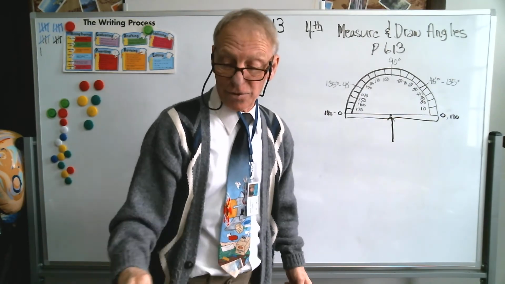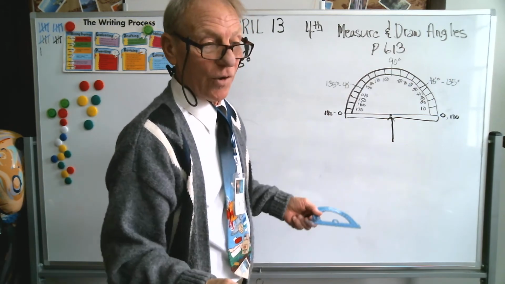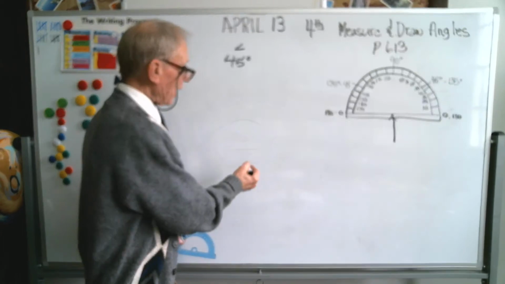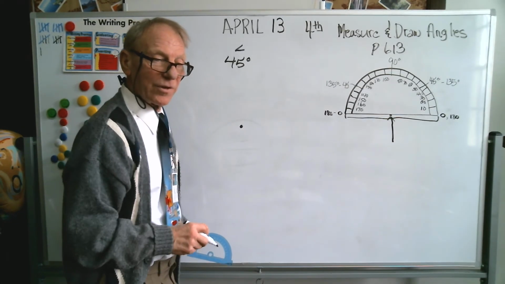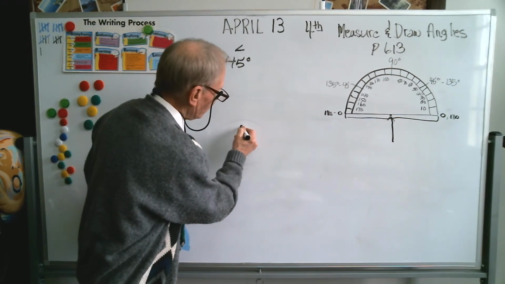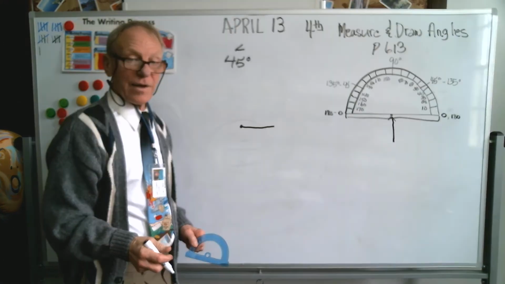Now, all you have is your protractor, and you have no idea what that angle looks like. So what you have to do is start with a point, because that's going to be the vertex of your angle. And then you draw a straight line. That's going to be the base of the angle.